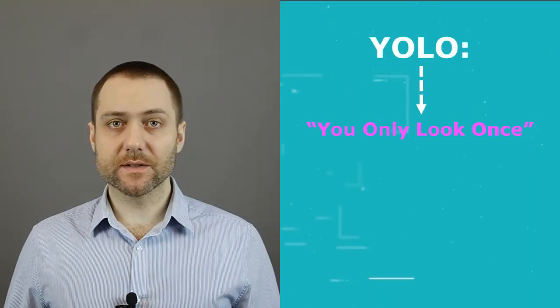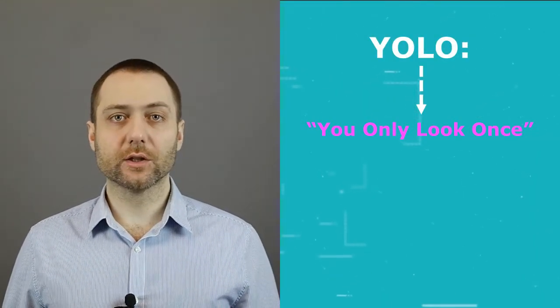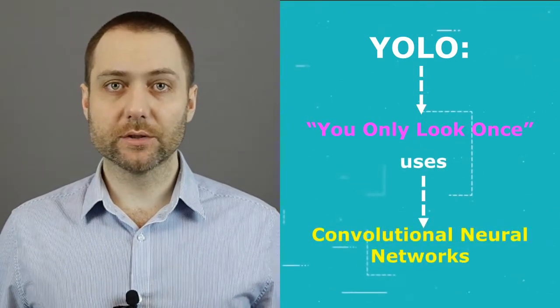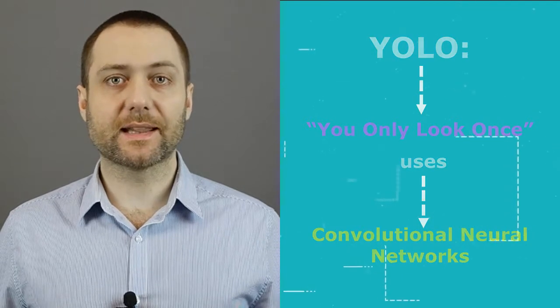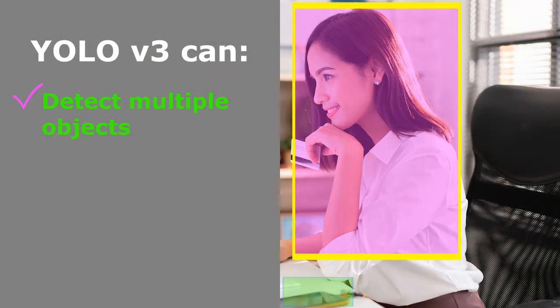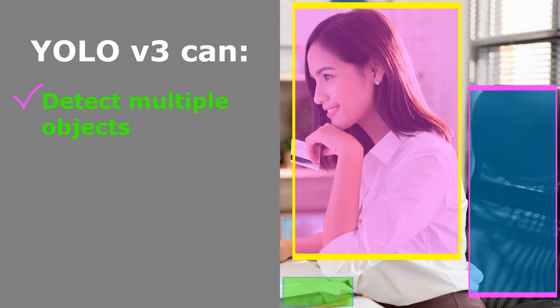YOLO is a shortened form of You Only Look Once. And it uses convolutional neural networks for object detection. YOLO can detect multiple objects on a single image. It means that apart from predicting classes of the objects, YOLO also detects locations of these objects on the image.